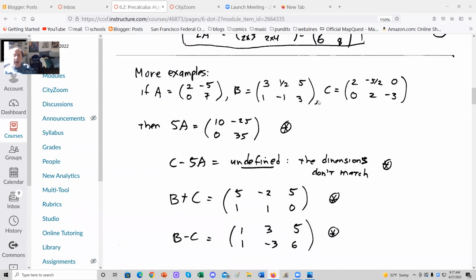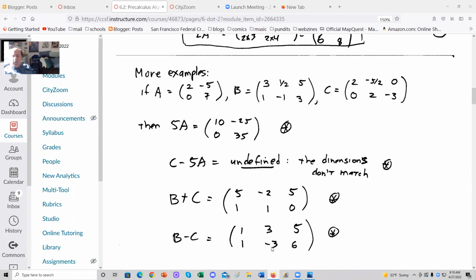B plus C, you add entries. 3 plus 2 is 5. A half plus negative 5 halves is negative 2. 5 plus 0 is 5. 1 plus 0 is 1. Negative 1 plus 2 is 1. 3 plus negative 3 is 0. So this is B plus C. B minus C, we subtract entries. 3 minus 2 is 1. A half minus negative 5 halves is 3. 5 minus 0 is 5. 1 minus 0 is 1.